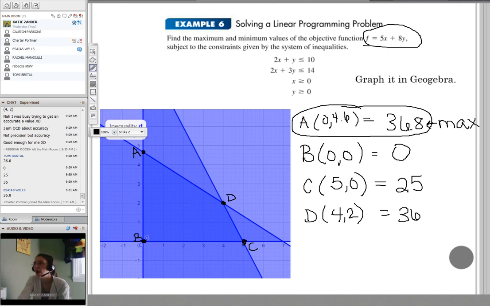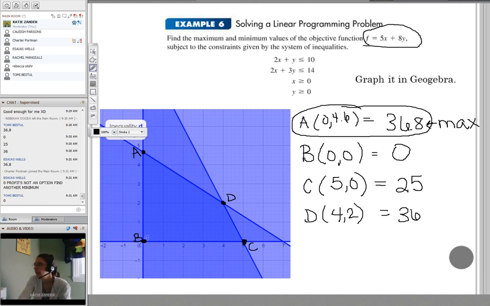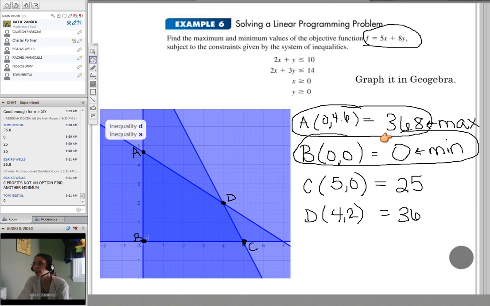Okay, what's the minimum according to our values? The minimum is 0, right? That's the lowest you can go. So the minimum happens at the point 0, 0. If it asks for the actual maximum or minimum value, that's actually referring to the 36.8 and the 0. If they ask you where the maximum or minimum occur, that's asking for the point at which got you that result. All right, so this is the actual maximum and minimum values, and these are the points at which they are occurring at.